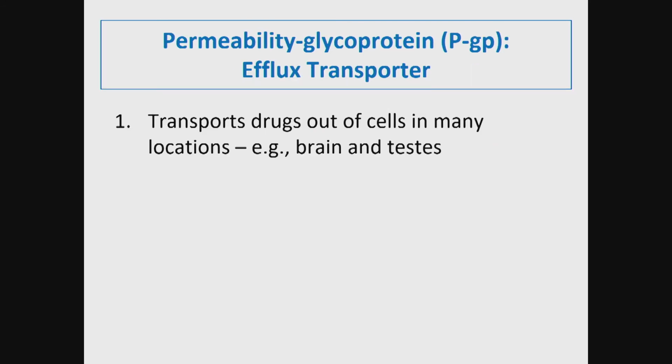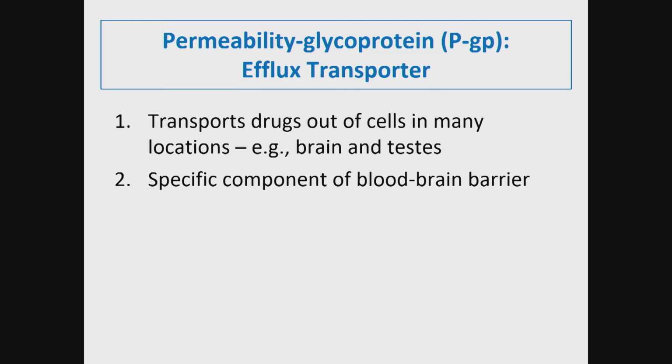Permeability glycoprotein, or PGP, for which there may be a separate lecture later by Michael Gottesman, transports drugs out of cells in many locations, for example, in the brain and in the testes, so that drugs, let's say potentially toxic compounds, are not able to accumulate in sensitive organs like the brain and the testes. With regard to the brain, it is a specific component of the blood-brain barrier.